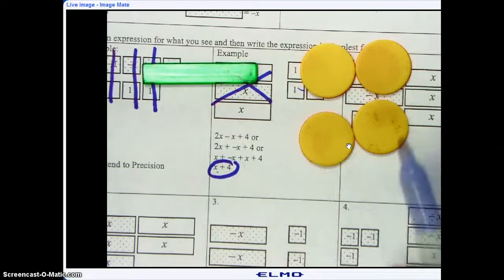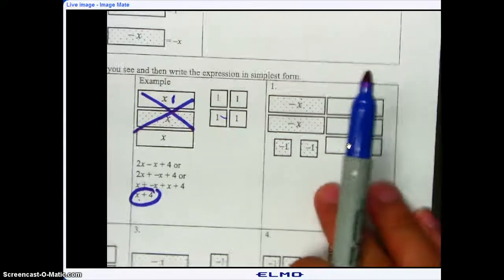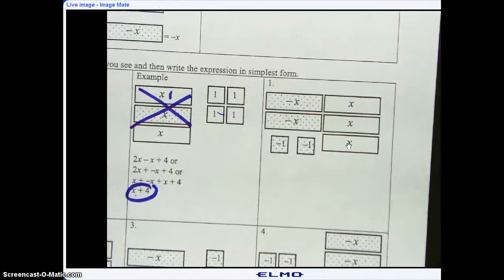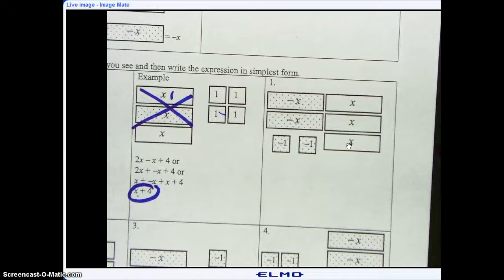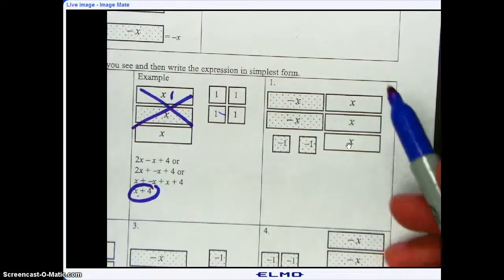Caden? Would it be the same if it was the other way around, if it was negative and then positive in the middle? Yes. Only it would be a negative x as your answer. All right, moving on here.